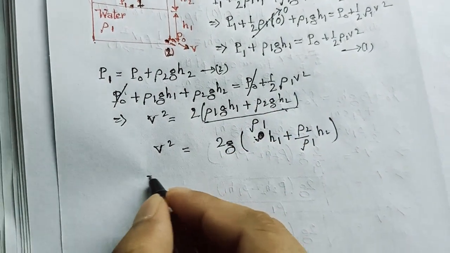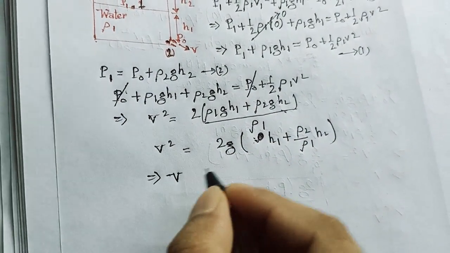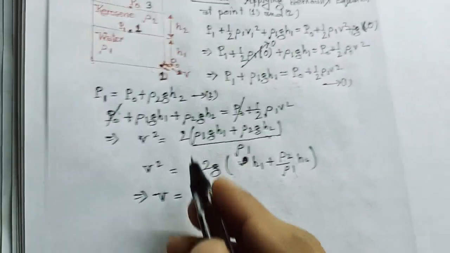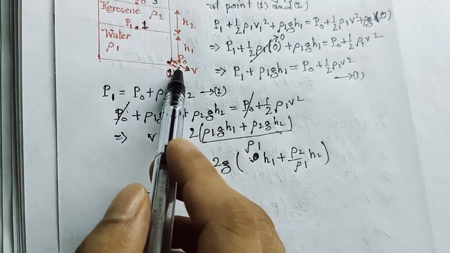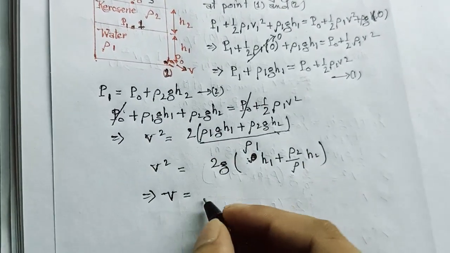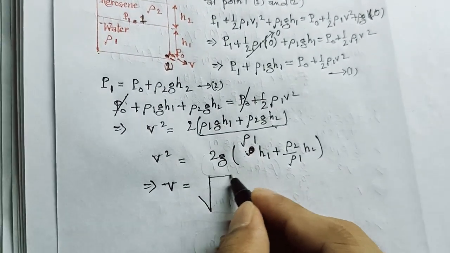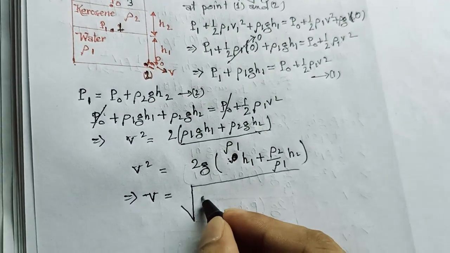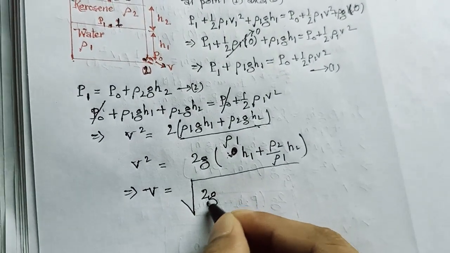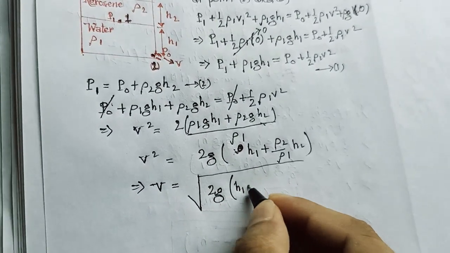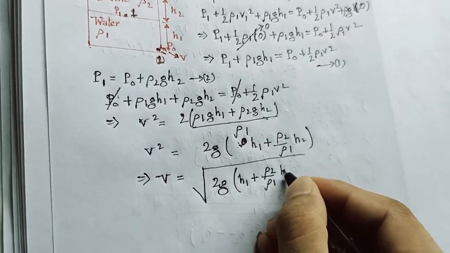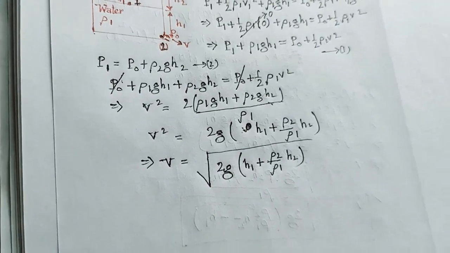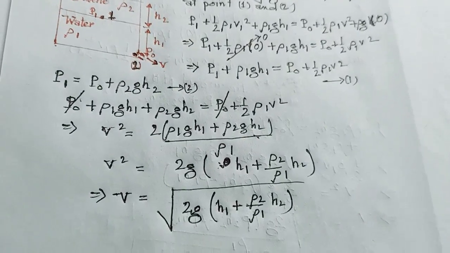Now we'll find the value of v. If we want to find the velocity of the water from the hole, that will be v equal to the square root of 2g times h1 plus rho 2 divided by rho 1 times h2. So that is the velocity of the water flowing through the hole.